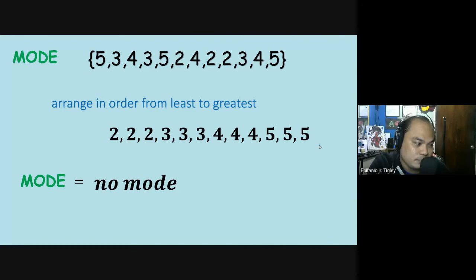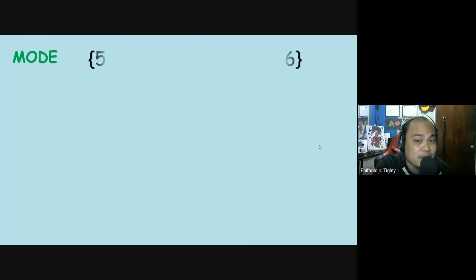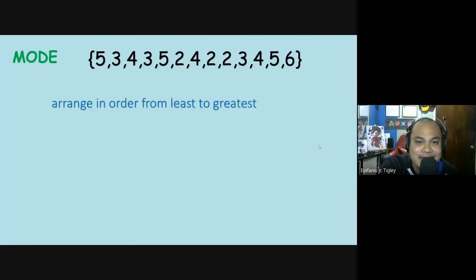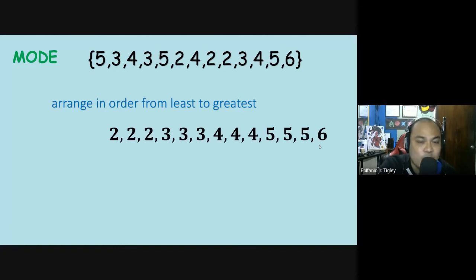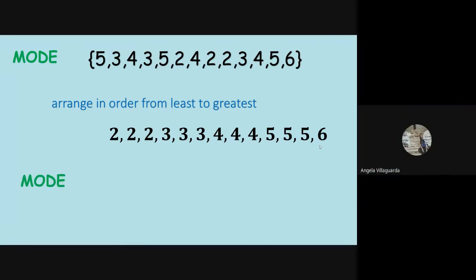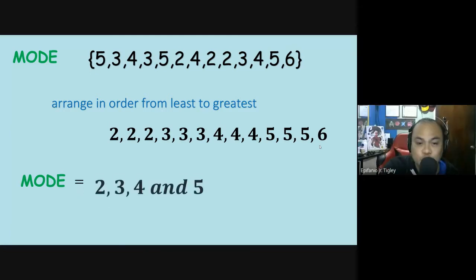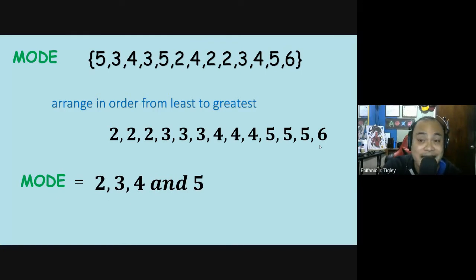Yes, sir. Okay, let's have another example to make it clearer. Look at this one. I added the number 6. We have 222, 333, 444, 555, and the number 6. What is the mode here? 2, 3, 4, 5. Okay. Your answer is 2, 3, 4, and 5.